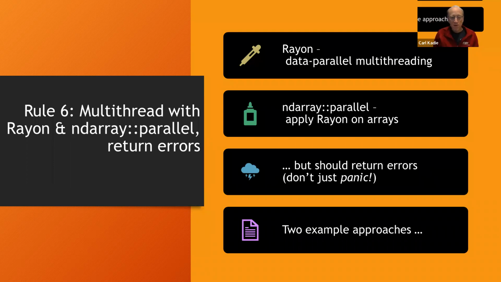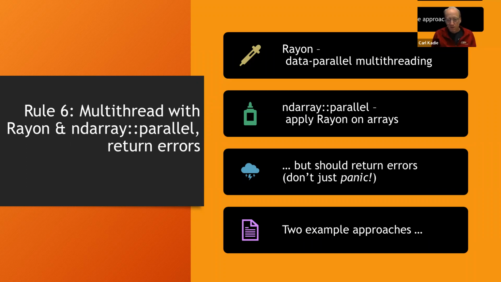So there's nothing more fun. I'll just read it out loud. Rule 6, multi-thread with Rayon and ndarray parallel, returning errors. There's nothing more fun than to run some numeric job and to actually be able to use all your CPUs if you have a multi-CPU machine. There's nothing worse than to have it running for minutes and minutes at, like on my machine, 12% because it's only working on one processor. It's like, just use the other processors.